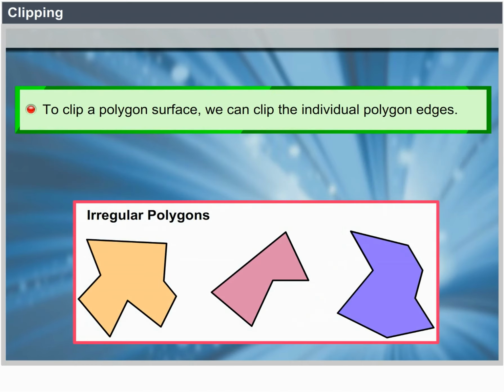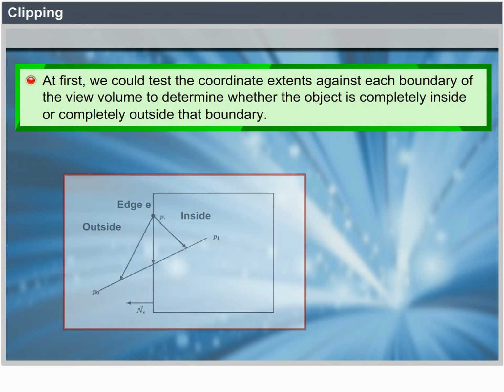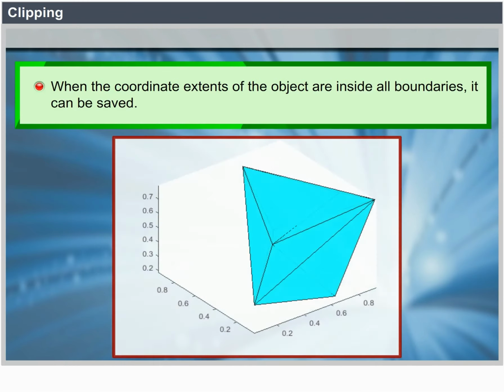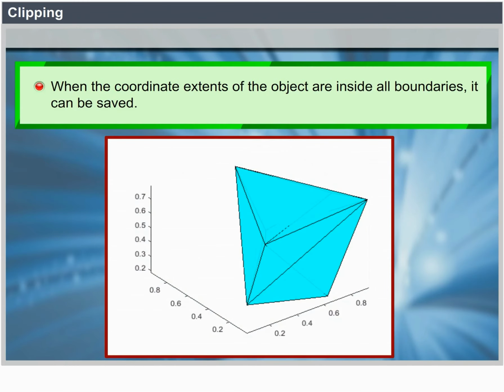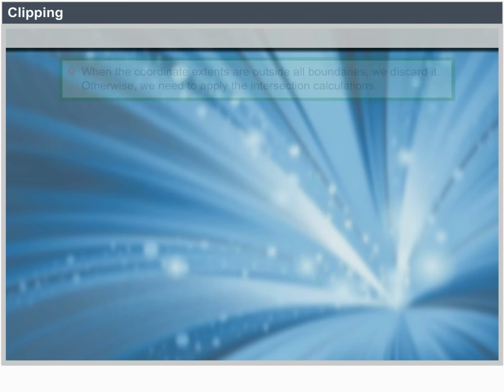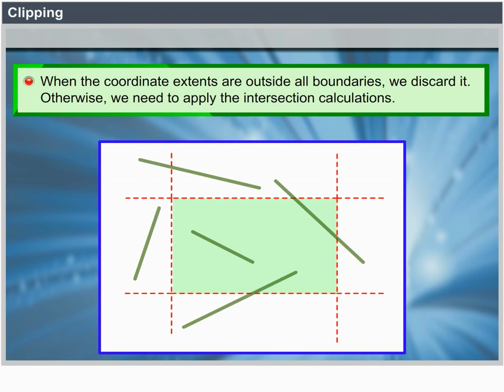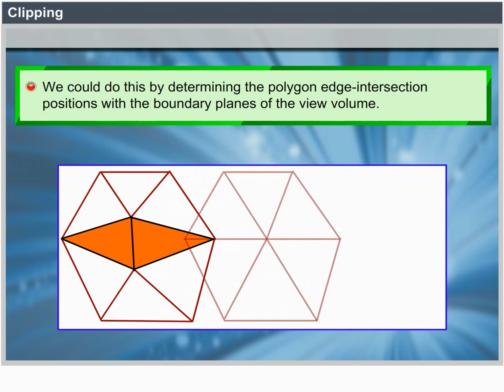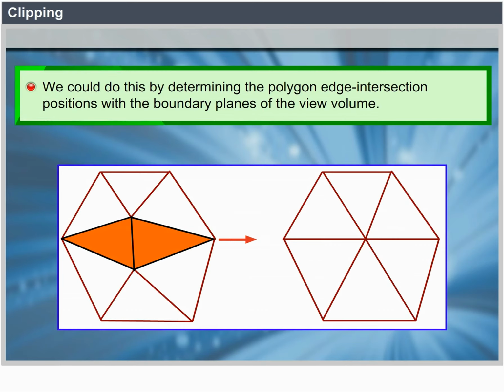To clip a polygon surface, we can clip the individual polygon edges. First, we could test the coordinate extents against each boundary of the view volume to determine whether the object is completely inside or completely outside that boundary. If the coordinate extents of the objects are inside all boundaries, we save it. If the coordinate extents are outside all boundaries, we discard it. Otherwise, we need to apply the intersection calculations. We could do this by determining the polygon edge intersection positions with the boundary planes of the view volume.